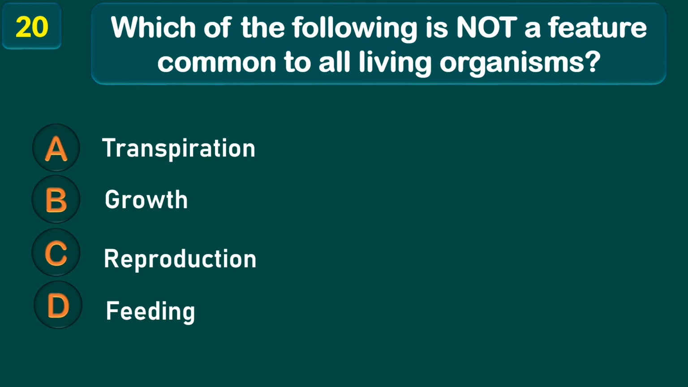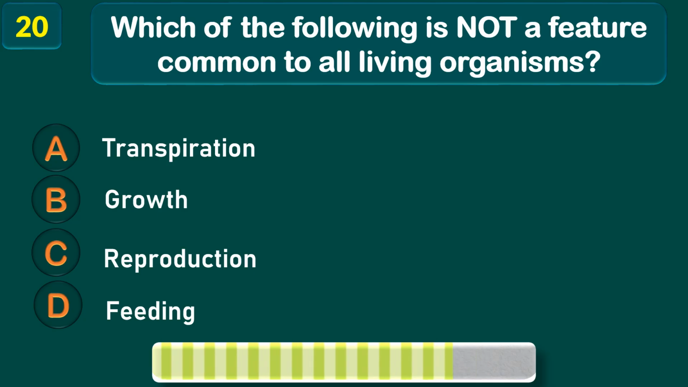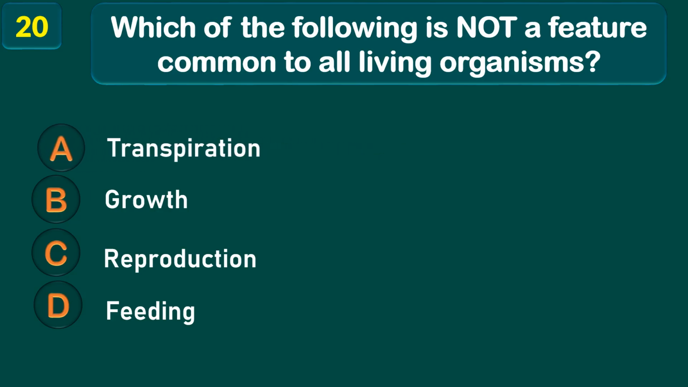Which of the following is not a feature common to all living organisms? A. Transpiration, B. Growth, C. Reproduction, D. Feeding. Answer: A. Transpiration.